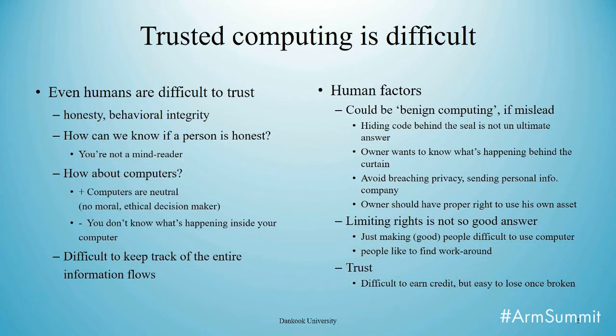And unfortunately, trusted computing is actually difficult. Even in human society, trust is very difficult. Honesty and behavioral integrity are some words that explain trust. And how can we know if a person is honest or not? Normal persons are not mind readers, so you cannot know how another person thinks. In the computer world, computers do not deceive persons, but you do not know what is actually happening inside your computer. That's because the entire information flow is so complex that it is almost impossible to keep track of it.